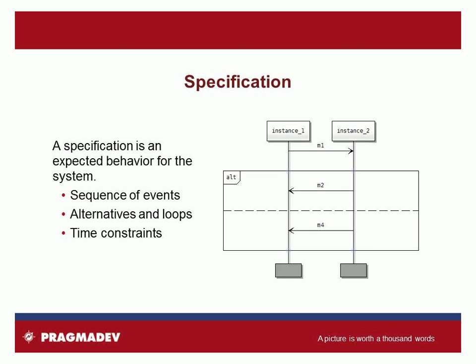An MSC can also be used for specification. A specification is an expected behavior for the system. It can be a basic sequence of events, or it can contain alternatives and loops. It can also contain time constraints. In the example here, you can see that when instance 1 sends M1 to instance 2, instance 2 can either reply M2 or M4. It's a basic alternative.